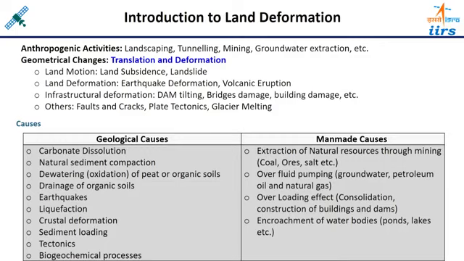Okay, and the examples of these changes or applications will basically be land motion, like land subsidence and landslide, and land deformation like earthquake deformation, volcanic eruption, and infrastructural deformations like dam tilting, bridge damage, building damage, etc. And others are also there, like faults and cracks, plate tectonic movements, glacier melting, etc. Okay, so these activities are basically resulting in crustal deformation.